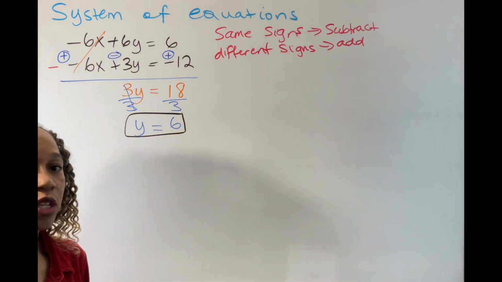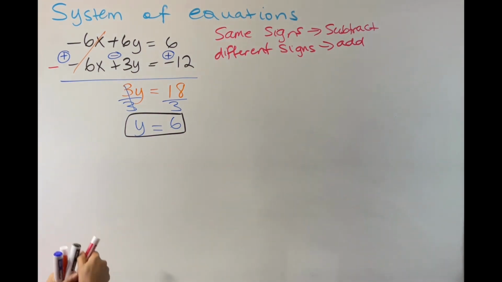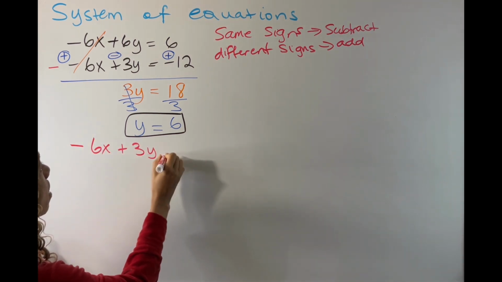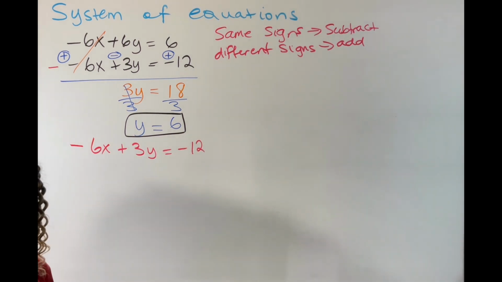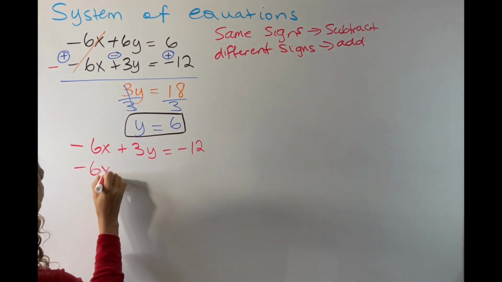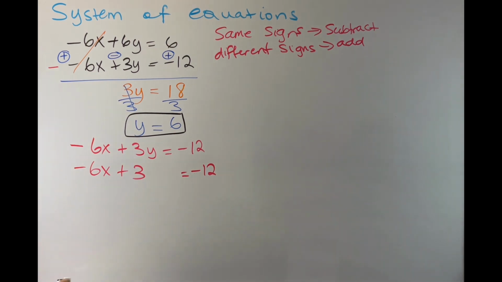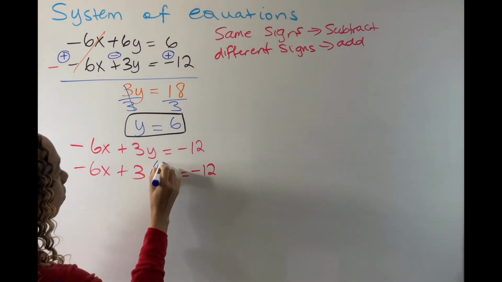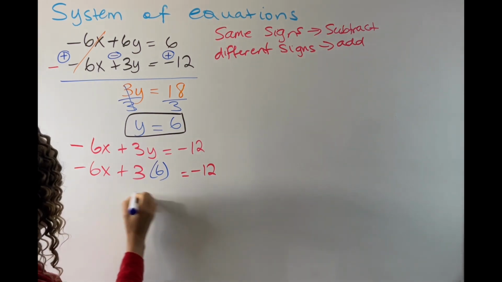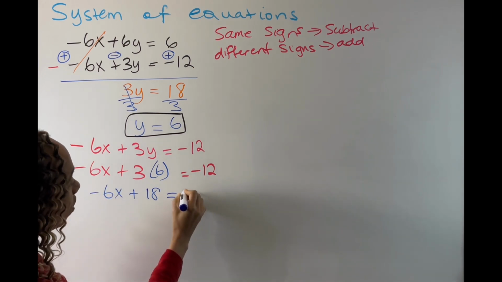The next step is that you are going to choose any one of these two equations and write it down. I will go ahead and choose the last one. So I have negative 6x plus 3y equals negative 12. Now you're going to substitute the value that you got for y, which is 6, into the equation. And I'm going to replace y with the 6 right now. The objective here is to solve for x. So while you're doing this, you notice that this will be 18 and you have minus 6x here, and this will also be negative 12.